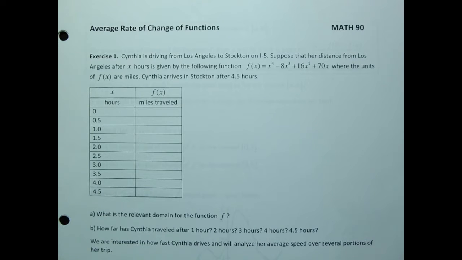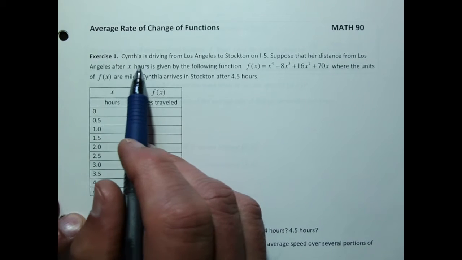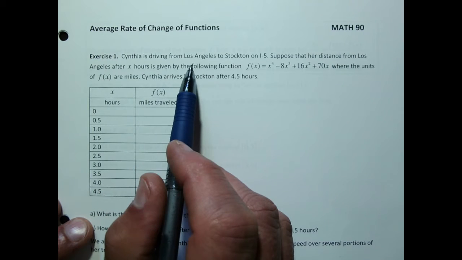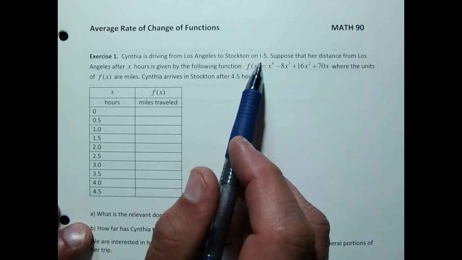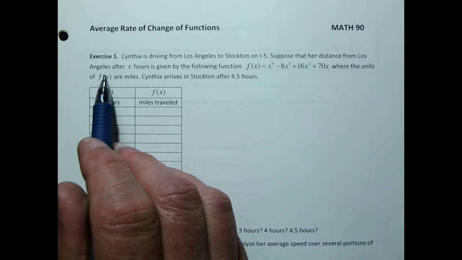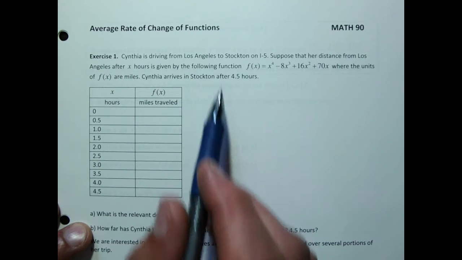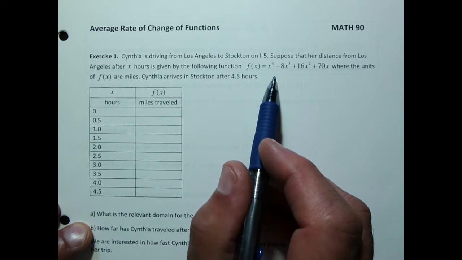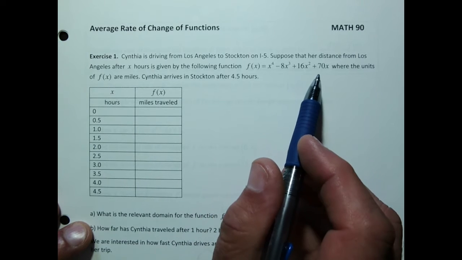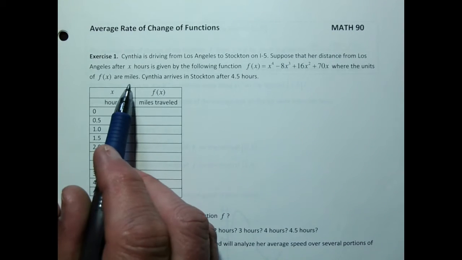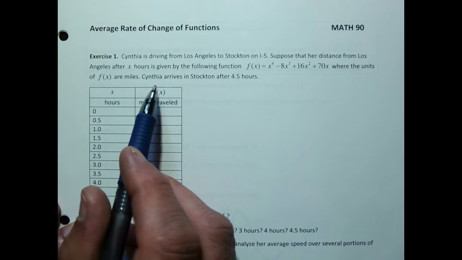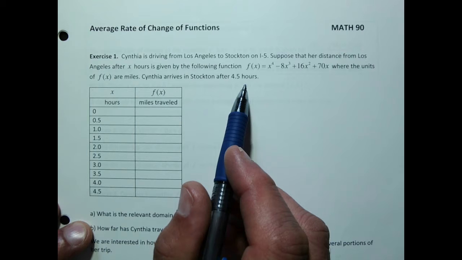I want to start with an example before I give you any kind of general formula, because I think this example helps bring things to life a little bit. So here I call it exercise 1. Cynthia is driving from Los Angeles to Stockton on I-5. Suppose that her distance from Los Angeles after x hours is given by the following function, f of x equals x to the fourth minus 8x cubed plus 16x squared plus 70x, where the units of f of x are miles. Cynthia arrives in Stockton after 4.5 hours.